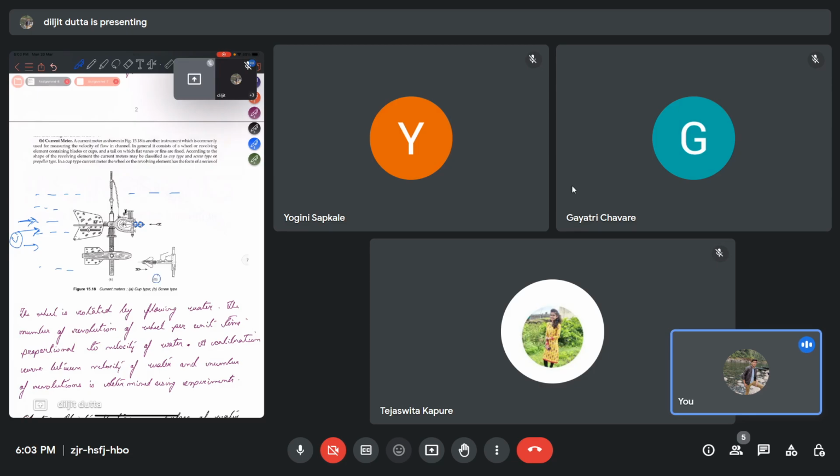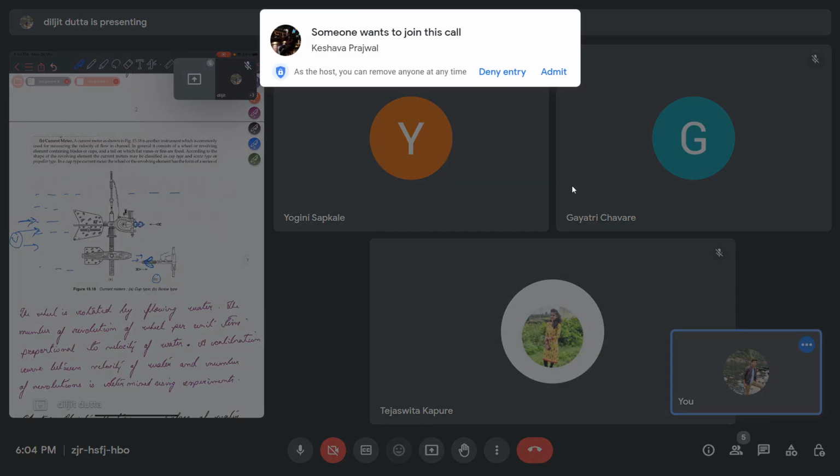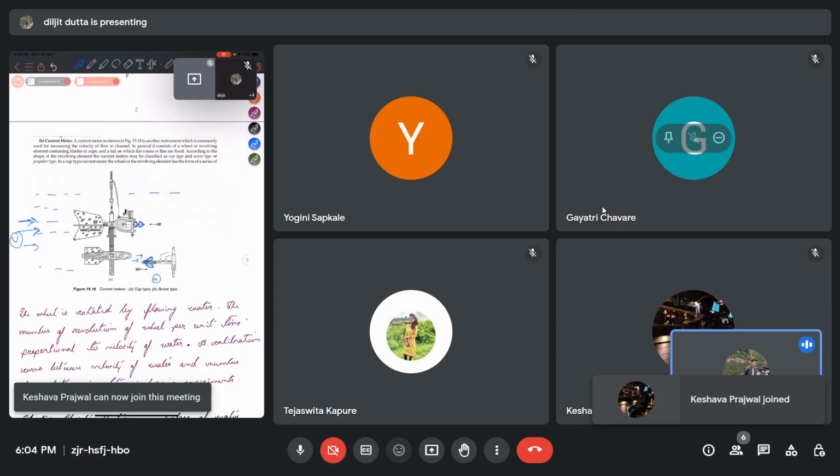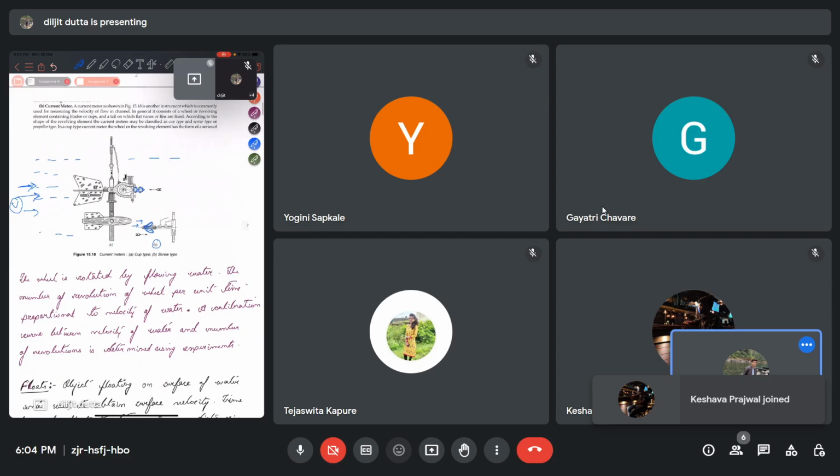The second type is the screw type, shown in figure B. In the screw type current meter, you can see a screw is fitted instead of a cup, and it will have 2 or 3 wings. As the water puts force on it, the screw will be rotating, and based on the revolutions per minute, RPM, of the screw, we can get the velocity of the flow in the river or the stream.